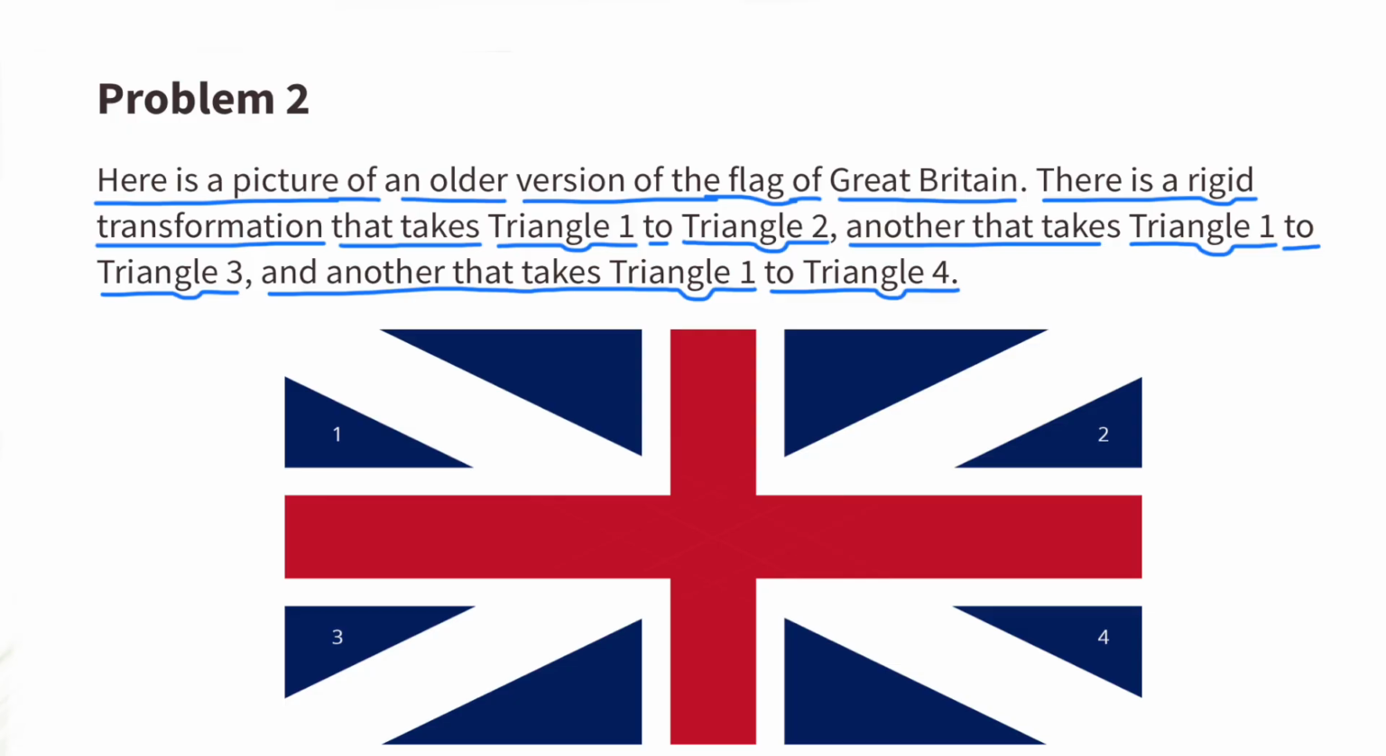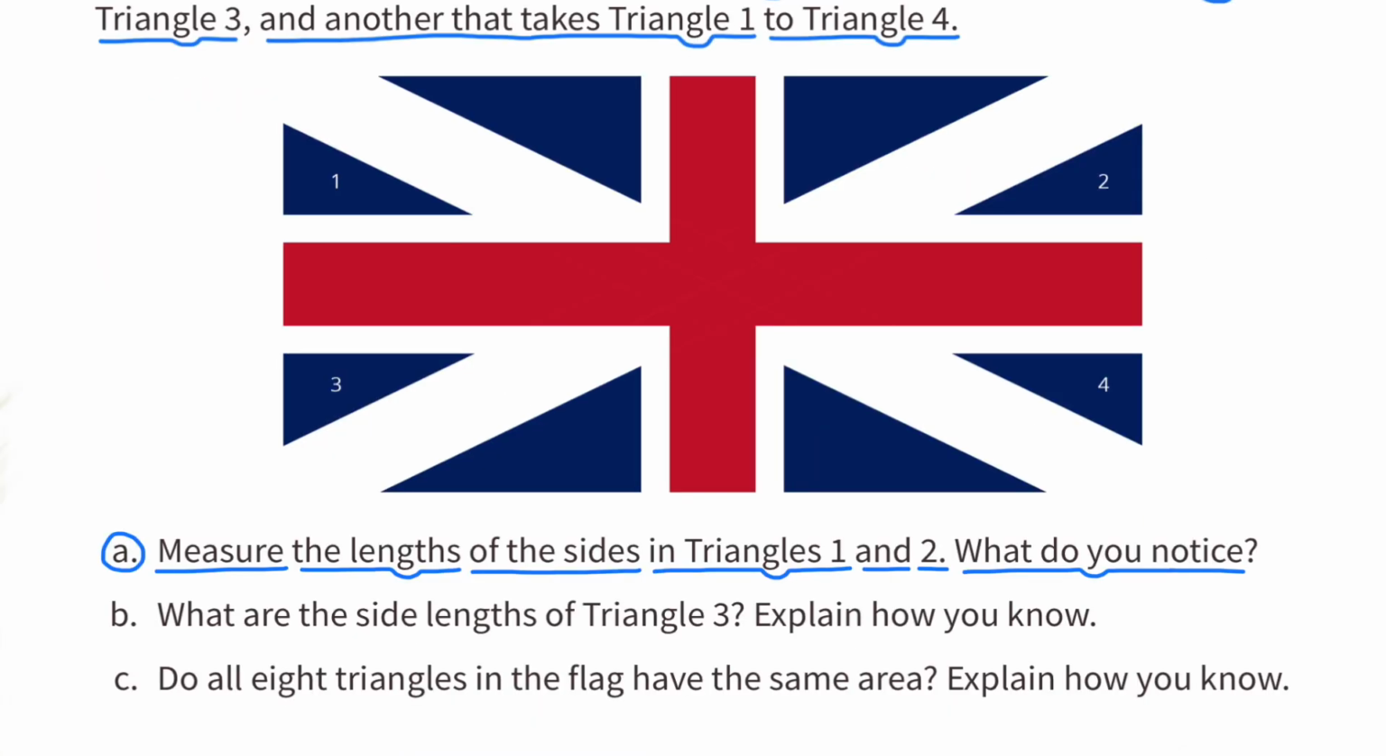Number 2. Here is a picture of an older version of the flag of Great Britain. There is a rigid transformation that takes triangle 1 to triangle 2, another that takes triangle 1 to triangle 3, and another that takes triangle 1 to triangle 4. A. Measure the lengths of the sides in triangle 1 and 2. What do you notice?